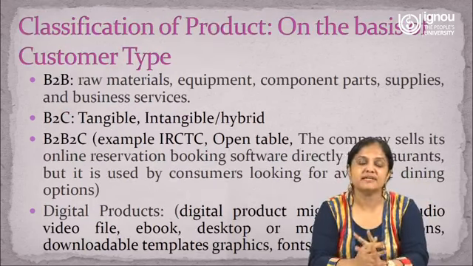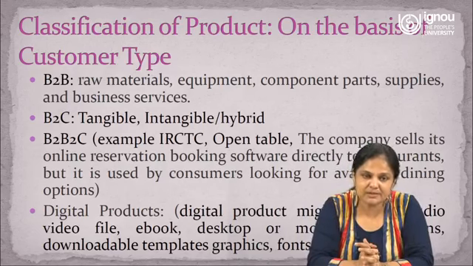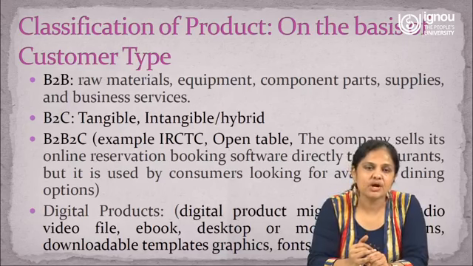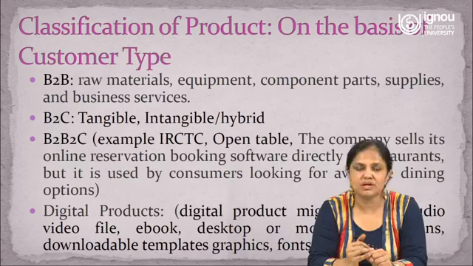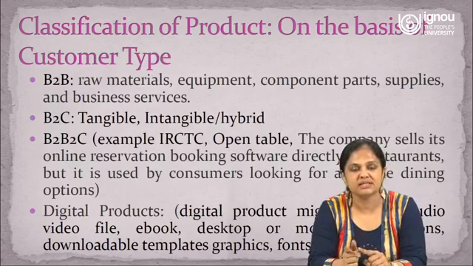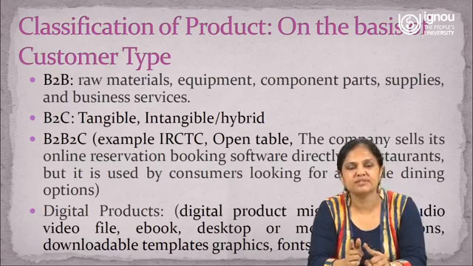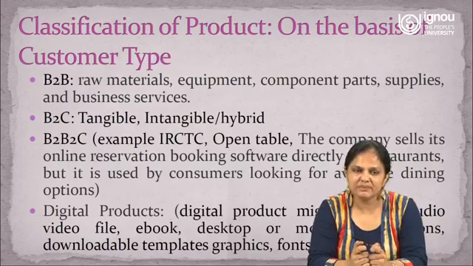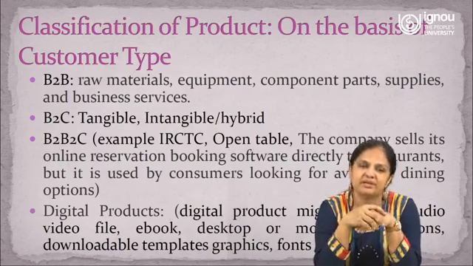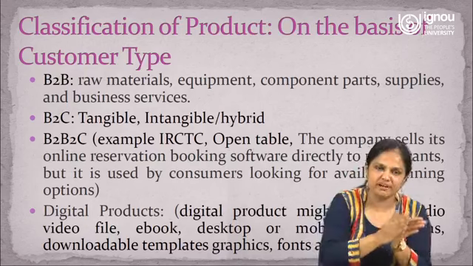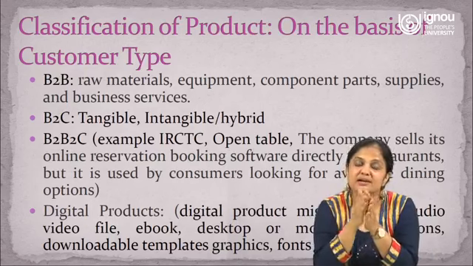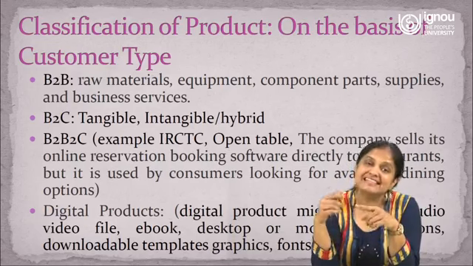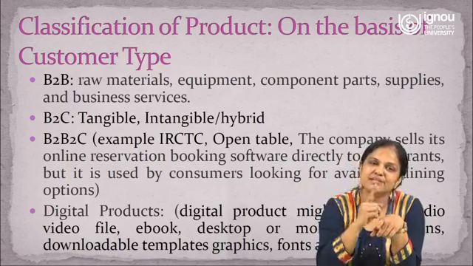Now, on the basis of customer type also we can categorize the products. On the basis of customer type, the products can be either B2B, which is business to business, or B2C, which is business to consumers, or B2B2C, that is business to business to consumers and digital products, right? So what is B2B? Again, the industrial goods are B2B. It is sold from one business to another business. Why? Because the other business is buying it not for their own consumption but for reselling, right? That is why it is called B2B.